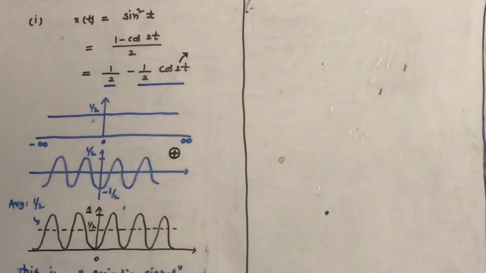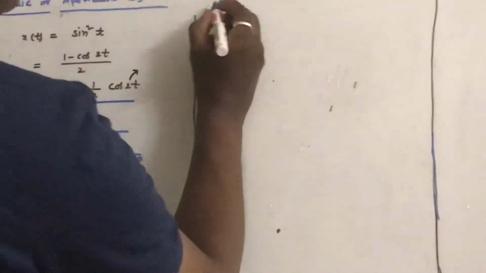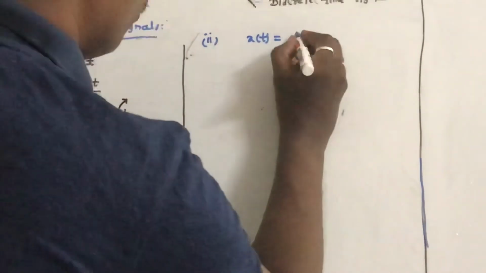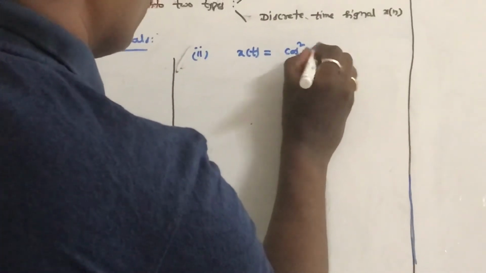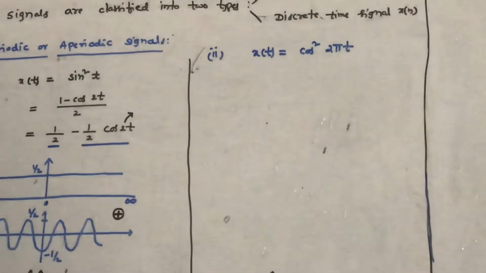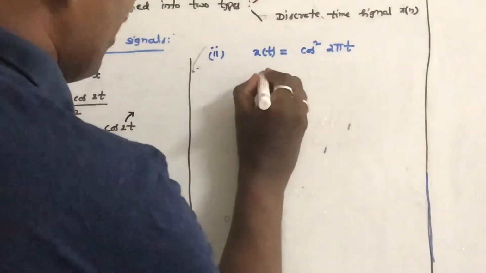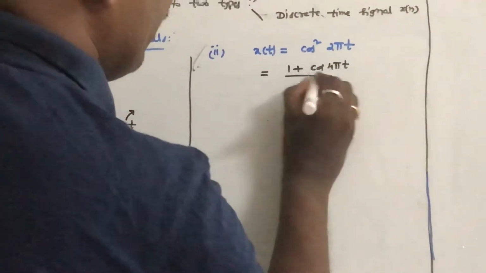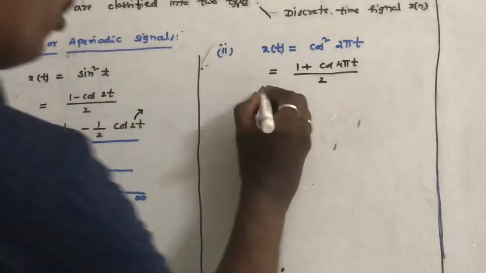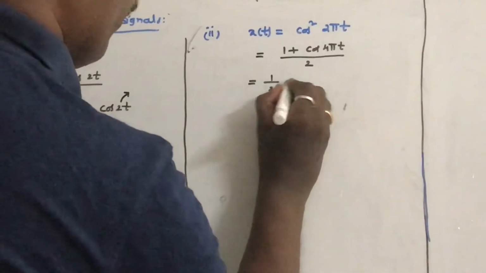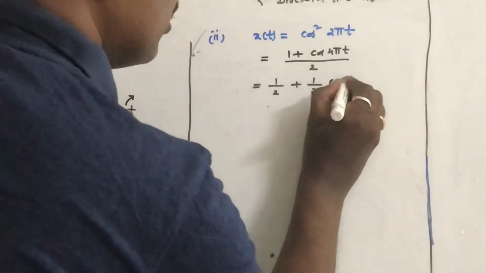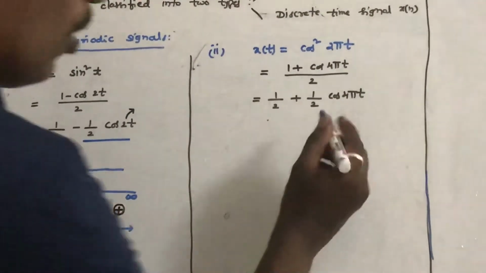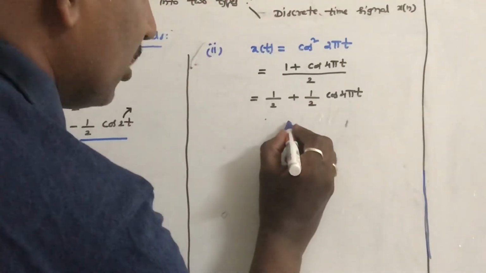Now the second example. You can see x of t is equal to cos square 2 pi t. In the same manner, we write it as (1 plus cos 4 pi t) by 2. So you can separate the terms: 1 by 2 plus 1 by 2 cos 4 pi t. First draw 1 by 2 and 1 by 2 cos 4 pi t, and then let us add them.